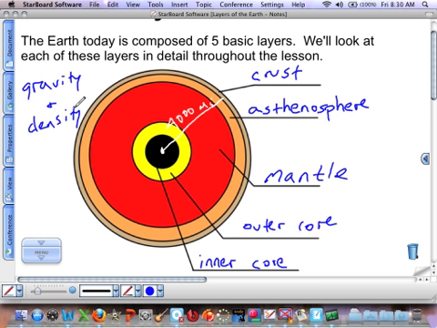So what we're doing in this lesson is we're going to go forward and look at each one of these layers in more detail. A lot of bullet points today. Not a lot of pictures.